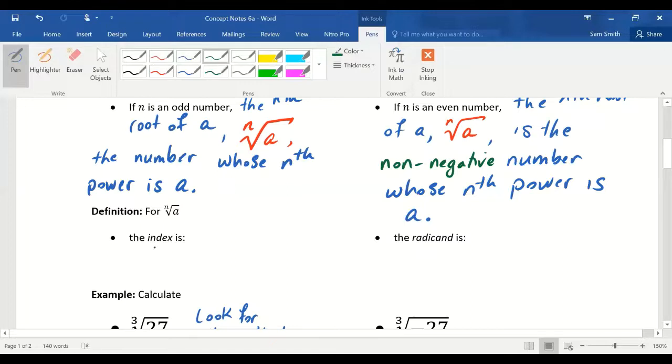Now, just a little bit more terminology. It becomes really inconvenient to refer to n and a as the number in the elbow and the number in the root. So we're going to get some official terminology for these. The index is the official term of the number in the elbow of the root, the little one here, n, and the official term for the quantity under the root, what we call a, is radicand. We call that the radicand.